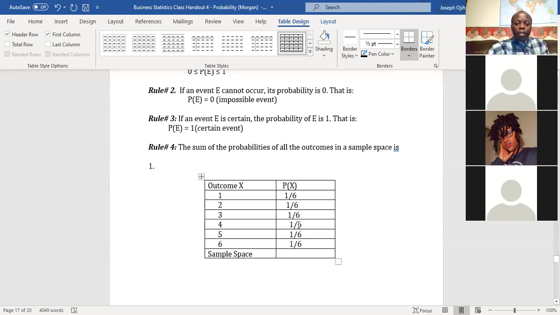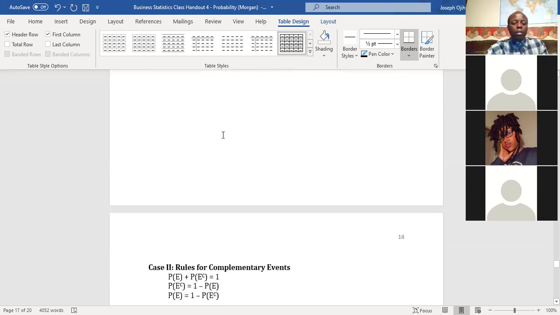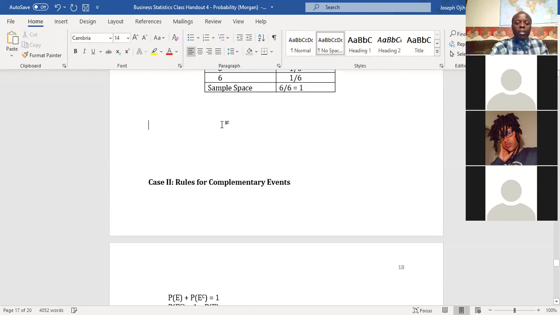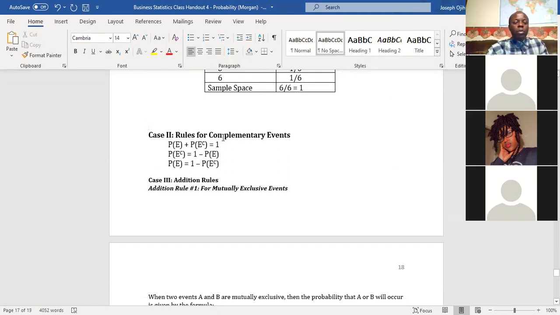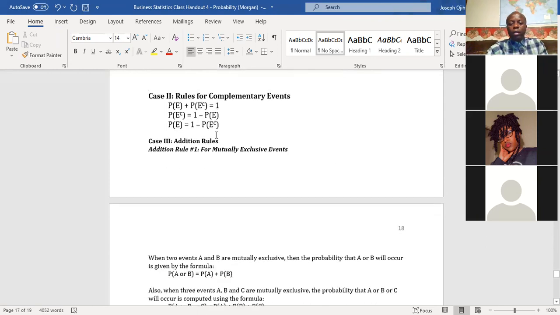They all have the same denominator, and from your algebra class, you know the total will be 1 plus 1 plus 1 plus 1 plus 1 plus 1 over 6, so it gives us 6 over 6, which is equal to 1. That's what rule number 4 is saying: the sum of the probabilities of all the outcomes in a sample space equals 1. Next we'll be looking at the complement rule. We'll start the complement rule on Friday.